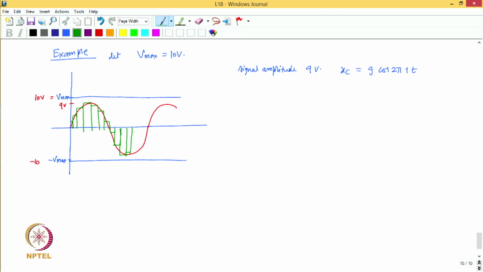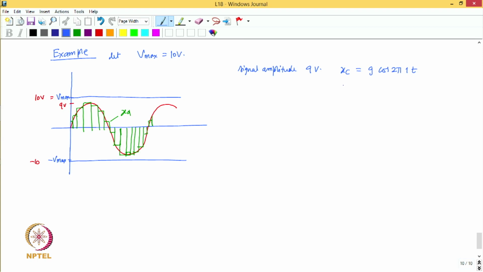So, this is likely to be approximately the nature of the quantized signal, like this. Okay. And what we see, the quantized signal which is xq, that closely follows the continuous signal. So, the quantization error is not much.